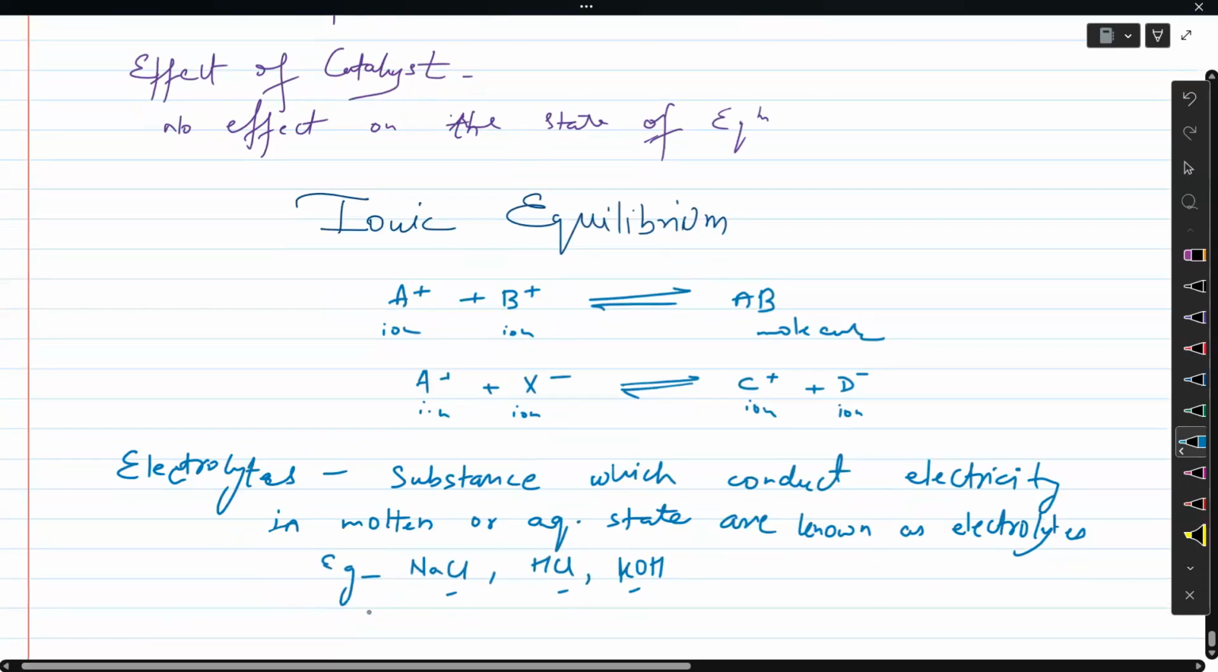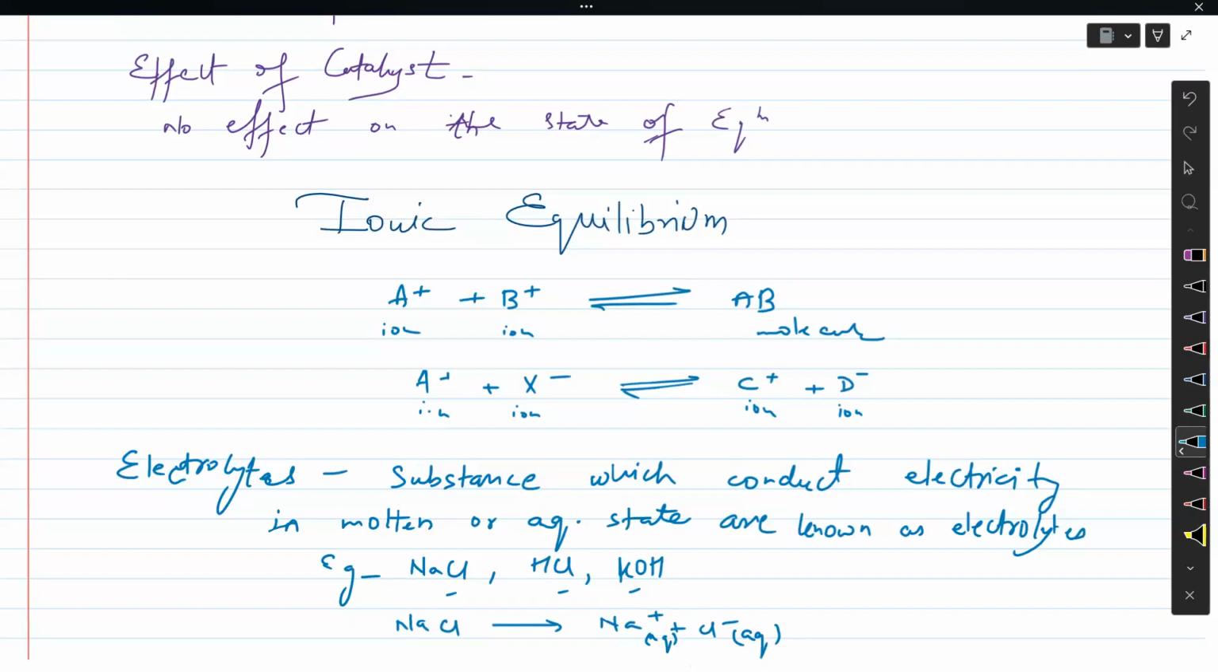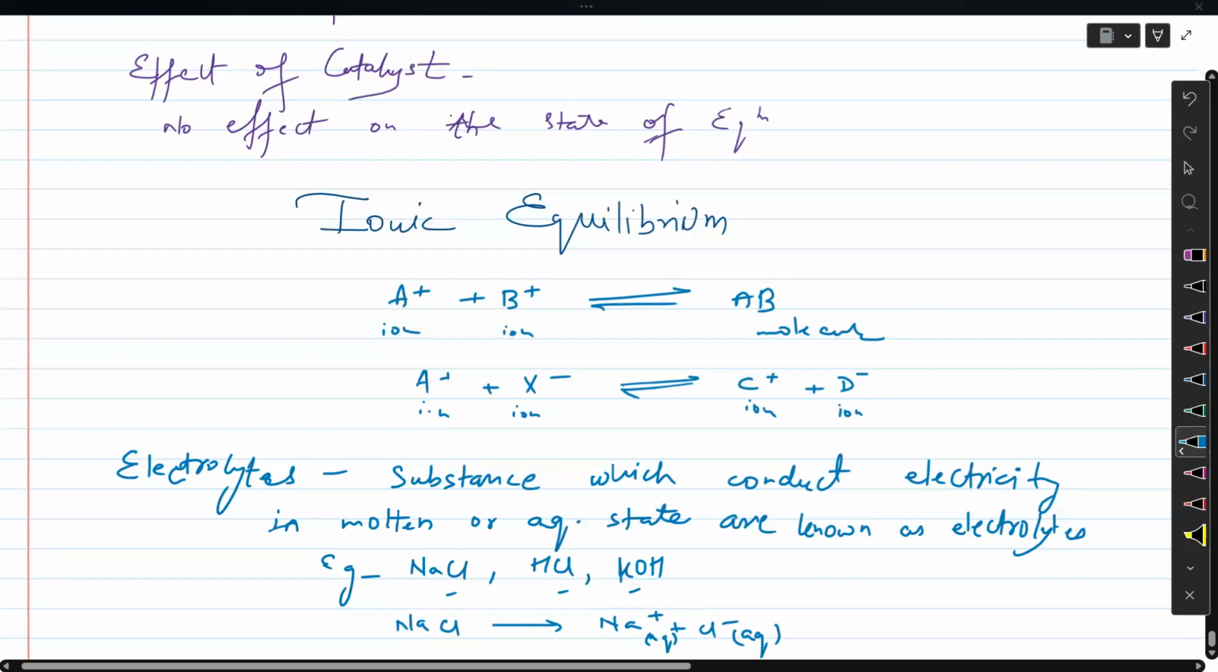This is a very popular example. When NaCl is added into water, it readily converts into sodium ion and chloride ion. When they are mixed in water, we have to write the aqueous state. So in the water, they dissociate and become sodium ion and chloride ion. Understood? Yes or no? Yes, sir.